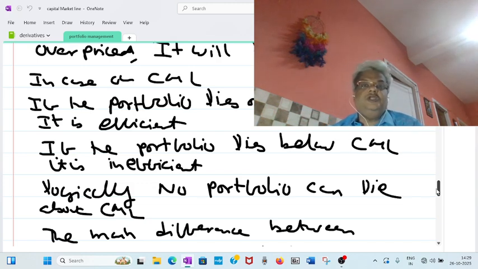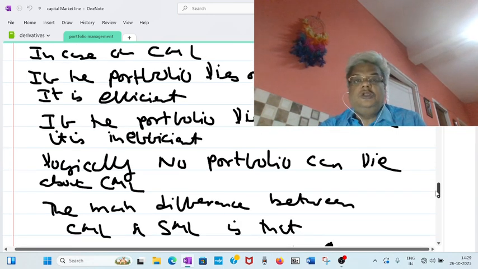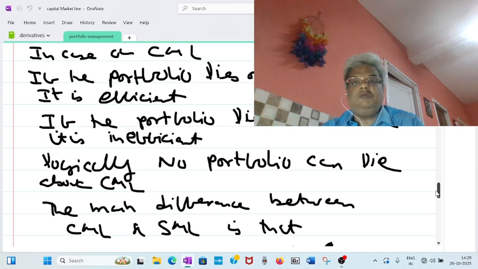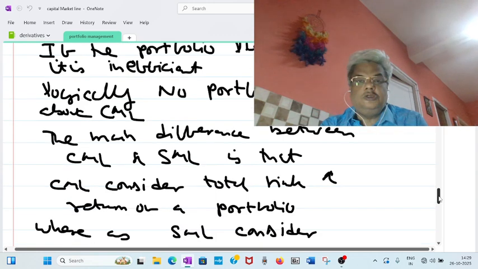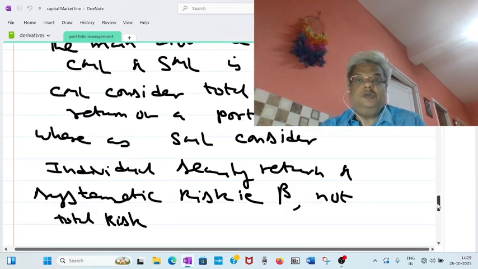In case of CML, if the portfolio lies on the CML, it is efficient, and if the portfolio lies below CML, it is inefficient. Logically, no portfolio can lie above CML, because it would mean the return will be more than the market return. So everybody will chase that security, and gradually the return will fall and come to the return of the CML. So that is basically the difference between security market line and capital market line.